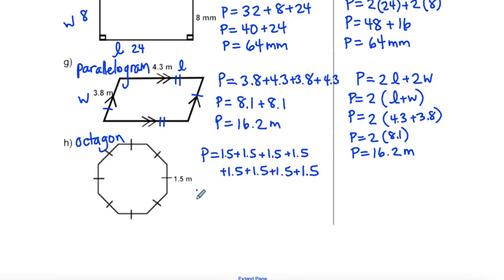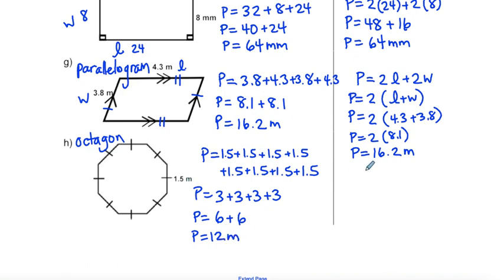Whew! All right. 1.5 plus 1.5 is 3, four times. Then 3 plus 3 is 6, and 3 plus 3 is 6. And 6 plus 6 is 12. And my units are meters.